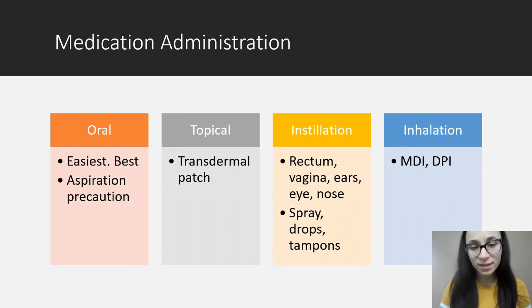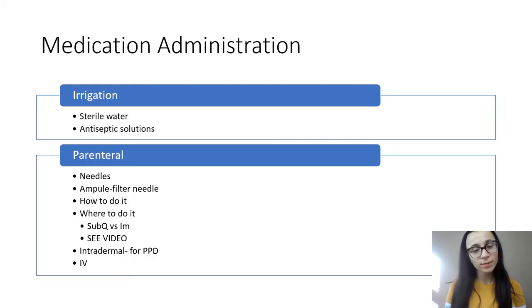Next, we go on to inhalation. That's another way to give it. So think of your metered-dose inhalers, your dry-powder inhalers, and you want to teach the patient how to use that. Another way we give medication is through irrigation. That is usually to clean the wound out, usually with sterile water or an antiseptic solution.